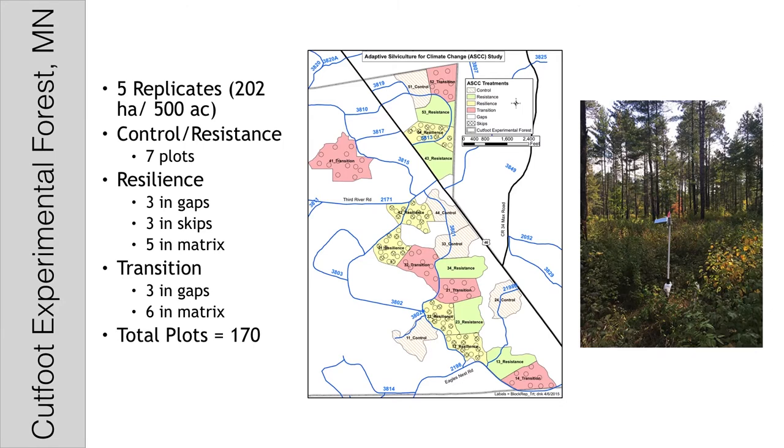And then this is the layout of what it looks like on the ground. So again, with the Minnesota site, we have done five replicates instead of four. And we have our control plots and resistance. And then within the resilience, we're creating these gaps, skips, and matrices. And then the transition, we have these gaps and matrices as well to really look at that canopy impact on soil moisture. And so at each plot, we have a soil moisture probe. We're starting to get data from that. And then we also have planted over 250,000 seedlings across the 500 acres of this Minnesota site. And so we're starting to get a lot of cool data on the seedling survival as well.